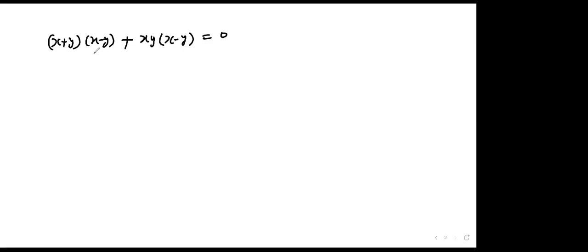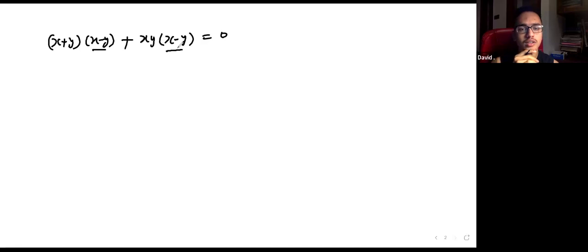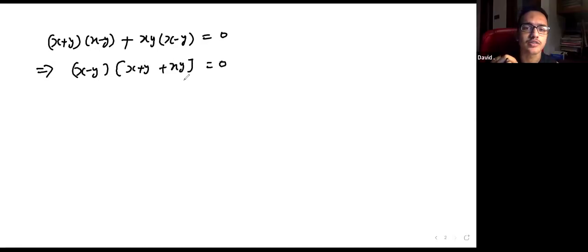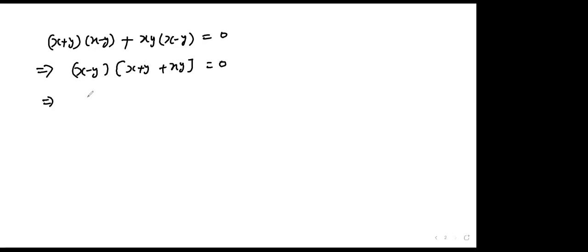Equals to 0. Now you can easily identify that x minus y is common in both the terms, isn't it? Yes, sir. So take x minus y common. From the first term we have x plus y, and from the second term we have xy. Now either x minus y equals to 0 or x plus y plus xy equals to 0.